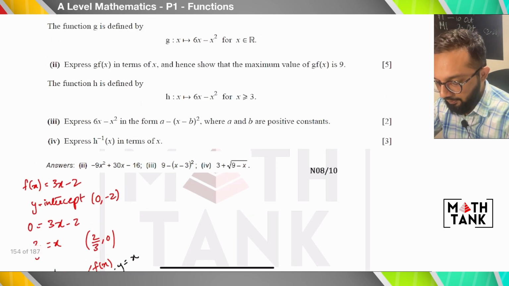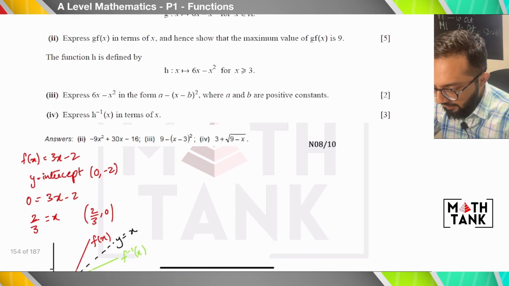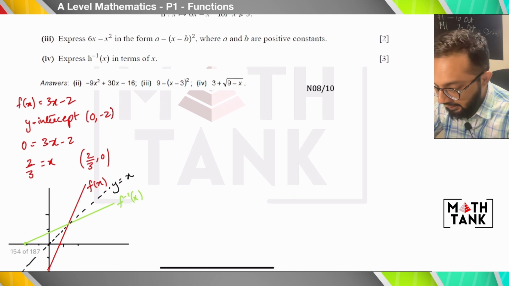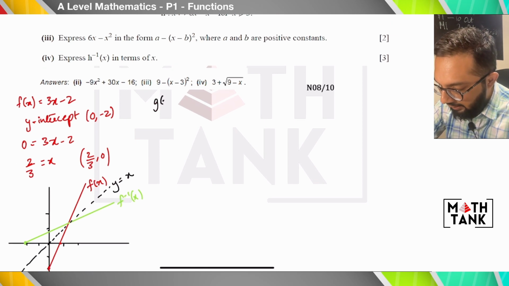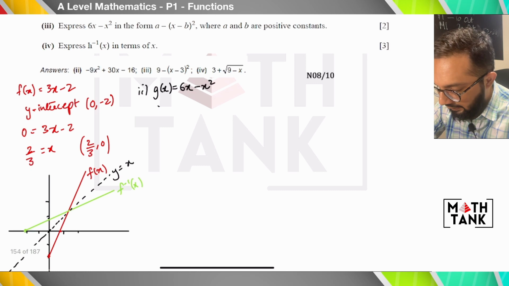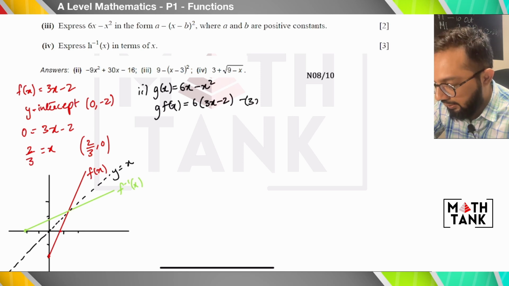Then part 2 says express gf of x in terms of x, and hence show that the maximum value of gf of x is 9. So g of x is basically 6x minus x squared. Part 2, and gf of x. So gf of x should be 6 times f of x, so 6 times (3x minus 2) minus (3x minus 2) whole squared.